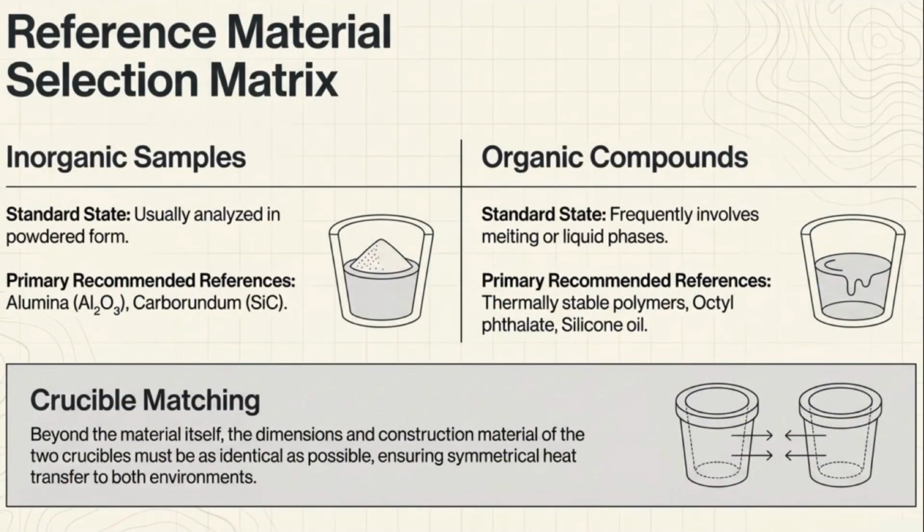Normally for inorganic samples, we have a reference of either alumina, which is Al2O3, or carborundum, or silicon carbide. For organic compounds, normally we have some stable polymers such as octyl phthalate and silicon oil. Apart from these reference materials, the material and the shape of the two crucibles should be identical. If there is a slight difference, then there will be a change in the reading. That is why we make sure that the sample beam and reference beam are 100% identical to one another.